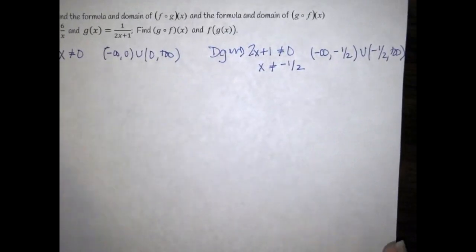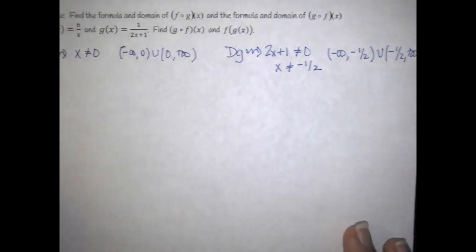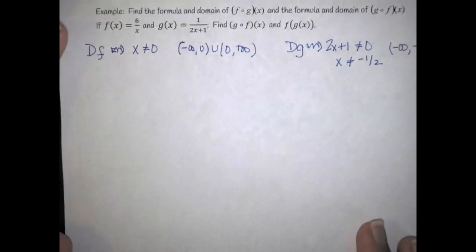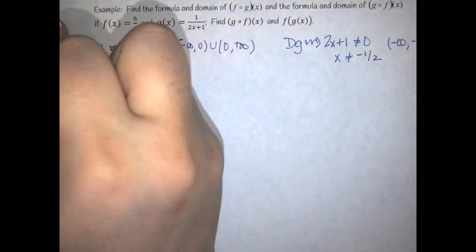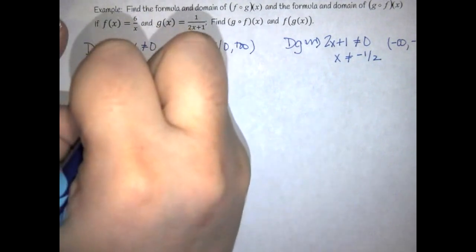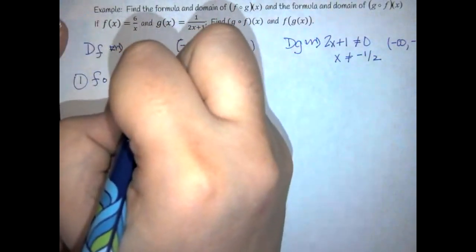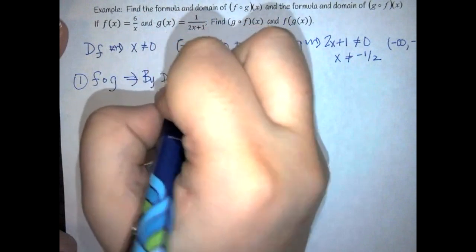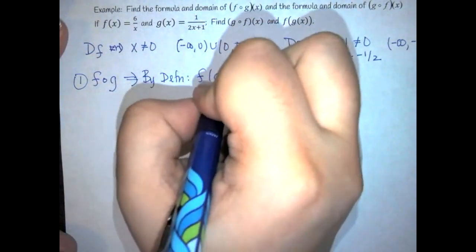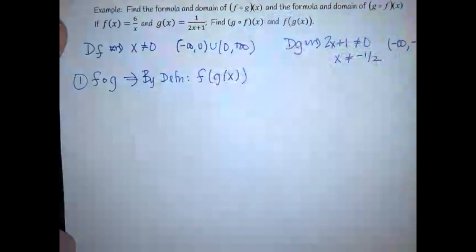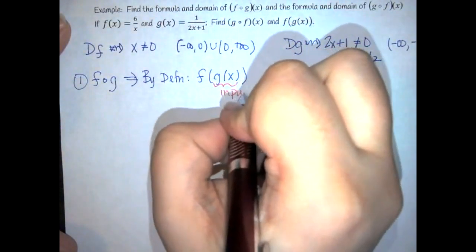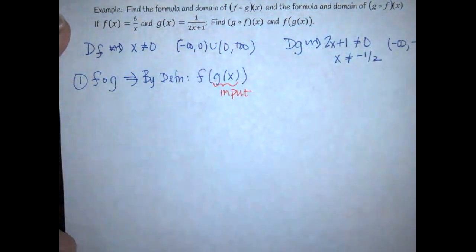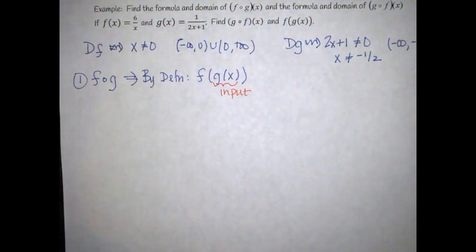So once you know the domain of each, we now need to look at what the composition is by definition. The first thing that we are going to do is f of g. So by definition, we are doing f of g of x. It means this part right here is your input function. So we can go ahead and evaluate.